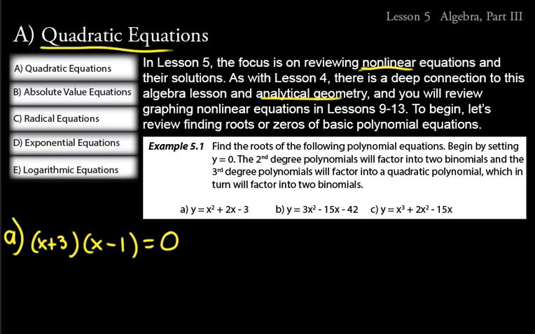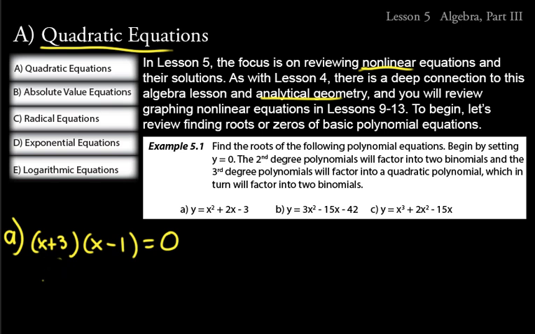That's what it means to find the roots or the zeros of a polynomial equation. When would it equal 0? Well, inside those parentheses, if either of those equals 0, then the whole thing equals 0, right? Because x plus 3 is a factor, and x minus 1 is another factor. The opposite of 3 is negative 3. If we had minus 3 plus 3 right here, then that factor would be 0, and the whole thing would be 0.